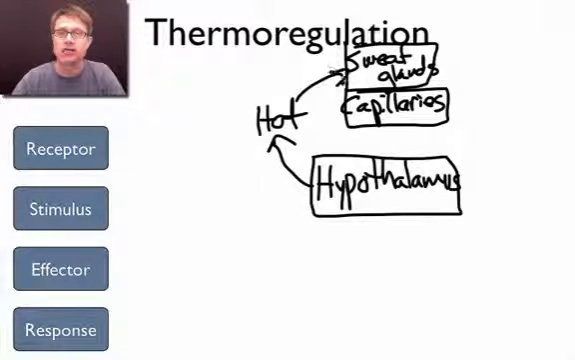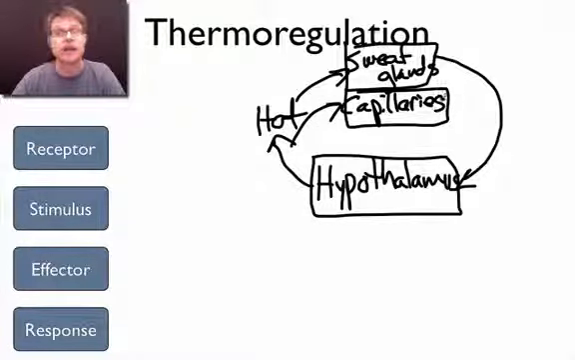So if it goes too hot, what are the sweat glands going to do? What's their response? Well, they're going to sweat, and through evaporative cooling that is going to lower our temperature. What are the capillaries going to do? If they get too hot, then they're going to dilate. So there's more blood going by the surface of your body, and that's going to release more heat and lower our temperature as well. And so our response is going to depend on what the effector is.